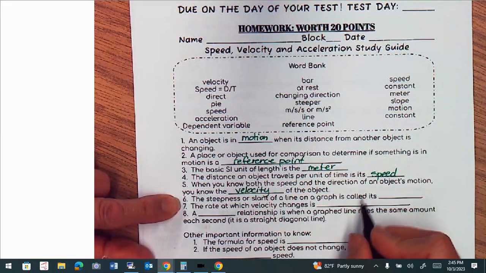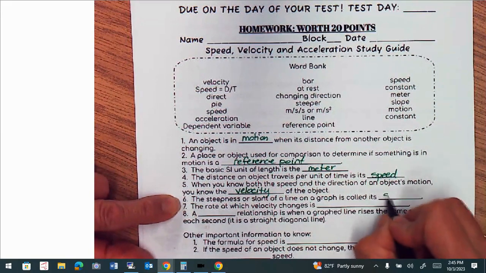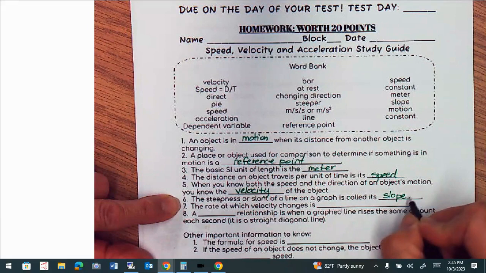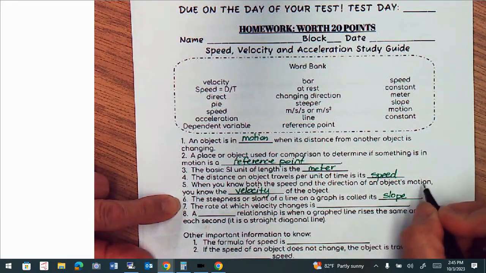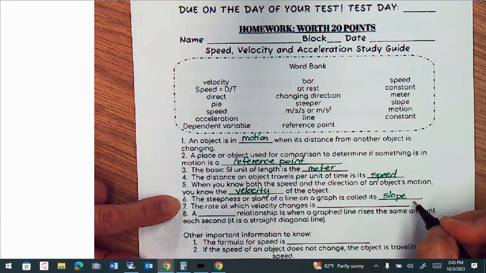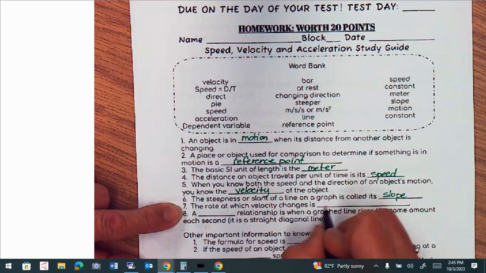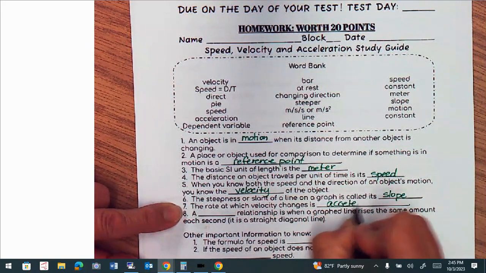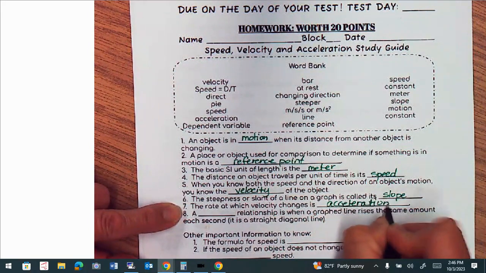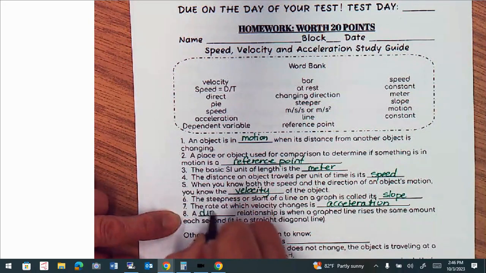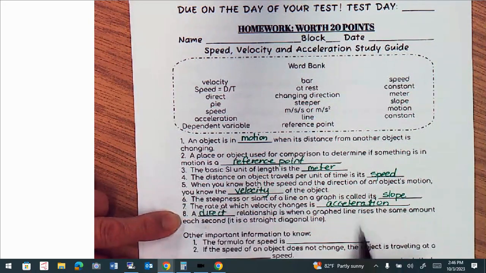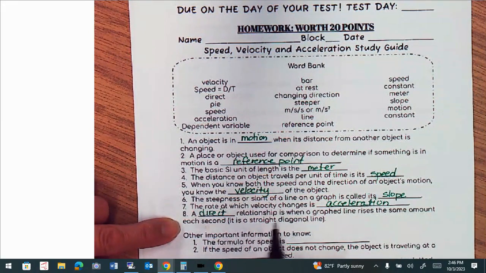The steepness or slant of a line on a graph is called its slope. Remember, the steeper the slope, the greater the motion, be it speed or acceleration. The rate at which velocity changes is acceleration. A direct relationship is when a graphed line rises the same amount each second. It's a straight diagonal line.